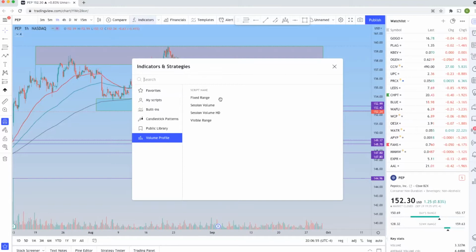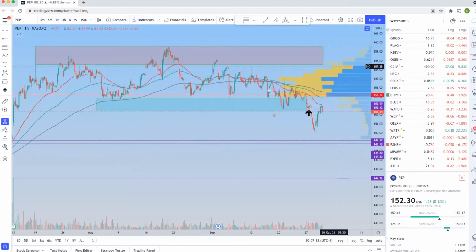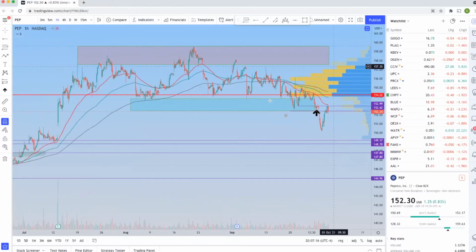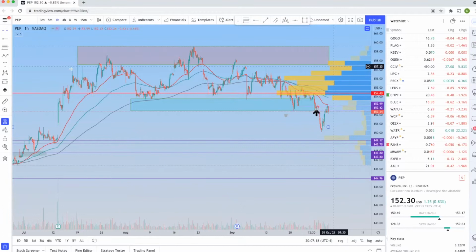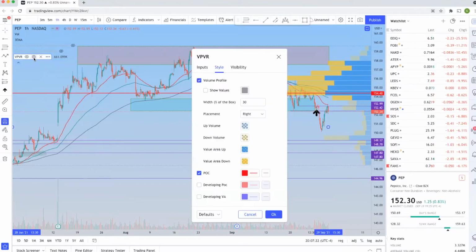We can maybe look quickly after we're done at the fixed range or the session volumes and so on. But what you want to focus on is the visible range. Just click on it and boom, it's here. That's easy enough. Some people like it on the right side. I prefer to have it on the left side, so you just put it there.